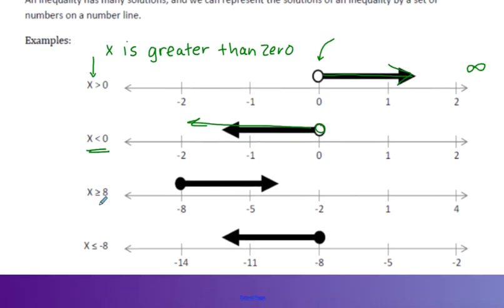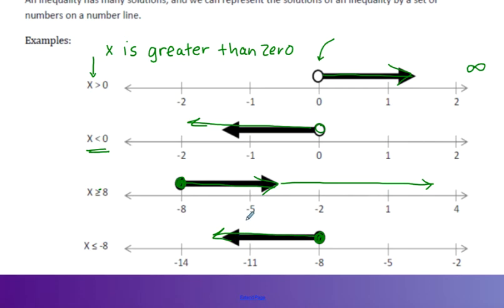Okay, then we could include the equals. X is greater than or equal to negative 8. So we'd start at negative 8. It should say negative 8 right there. Greater than or equal to negative 8, and we would highlight everything to the right. Again, we could go as far as we want on the number line, and any number greater than negative 8 would be a solution to the inequality. All right, and then we have X is less than or equal to negative 8. So we put a closed circle at negative 8 and shade everything going to the left.